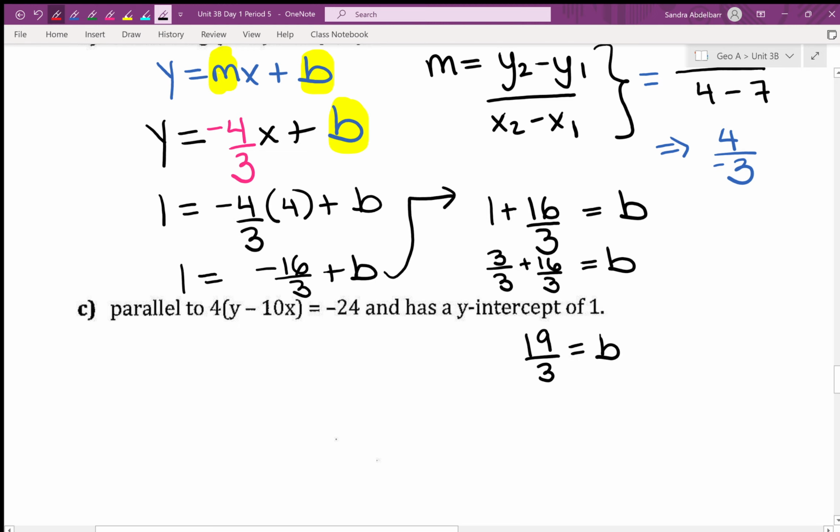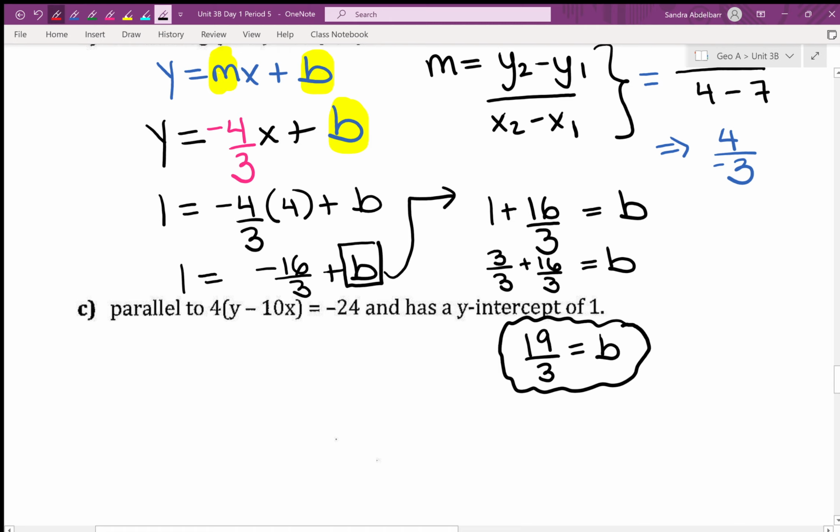What's wrong? We just made a common denominator. You're just going very fast. I'm going too fast? Okay, I'll slow down. Did you understand we added the 16 over 3 over? Yeah, because you need to get b by itself. Yep, we need to get b by itself. And then what did I do? You have to turn 1 into 3 over 3, so you need a common denominator. Yep. And then we were left with 19 over 3. Better?